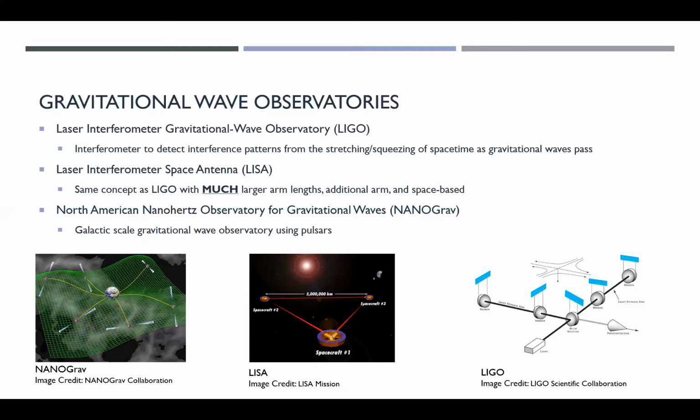NanoGrav is a galactic scale gravitational wave observatory. It uses radio waves generated by fast-spinning neutron stars to monitor the pulsar timing. By creating an accurate map of these pulsars in the sky, NanoGrav can use this data to detect shifts in the signal's time of arrival and make observations of high-mass objects emitting gravitational waves. With arm lengths of galactic scale, NanoGrav has the lowest frequency sensitivity of the three observatories.